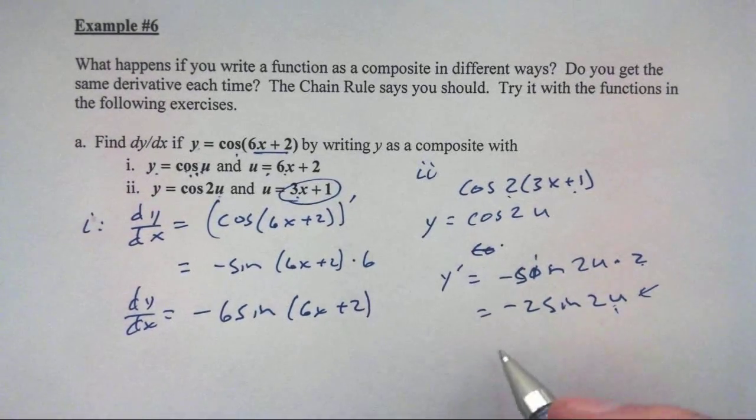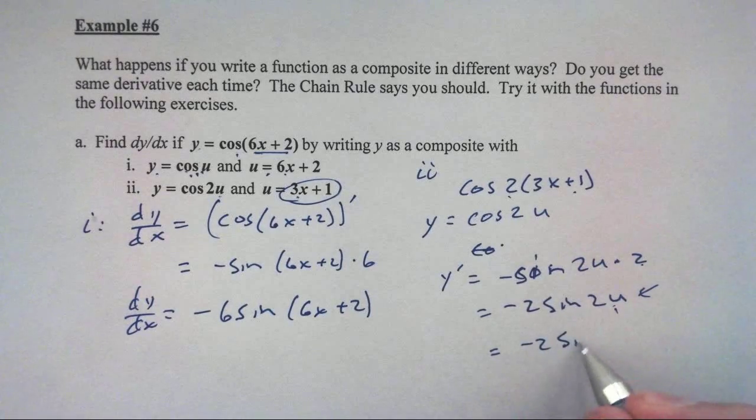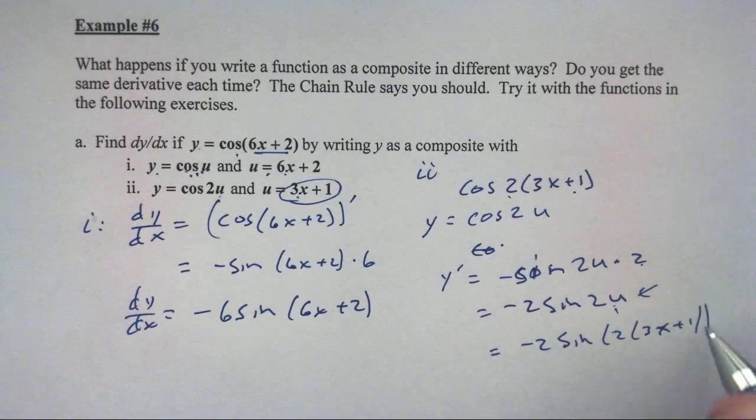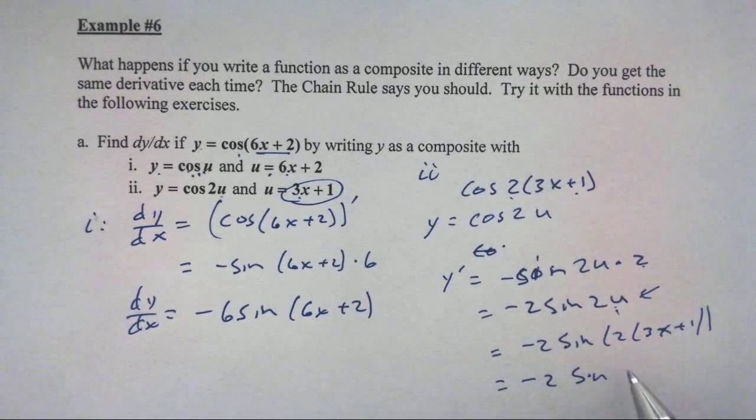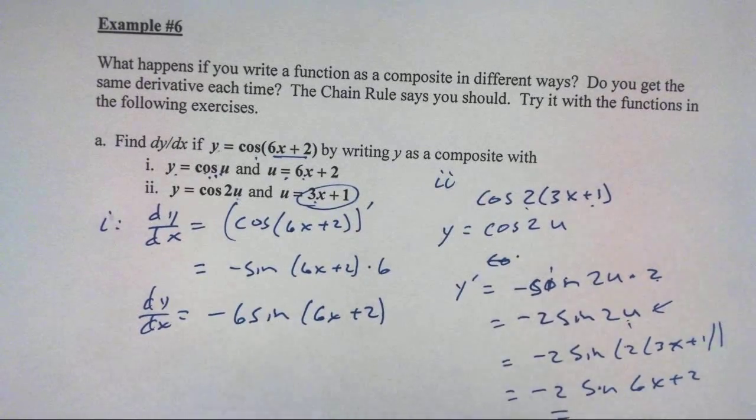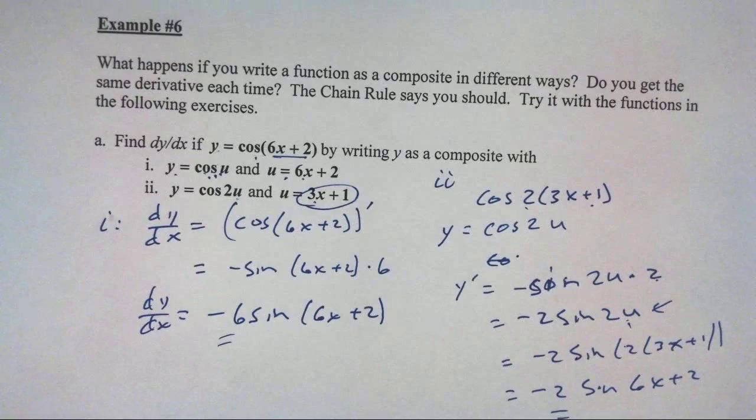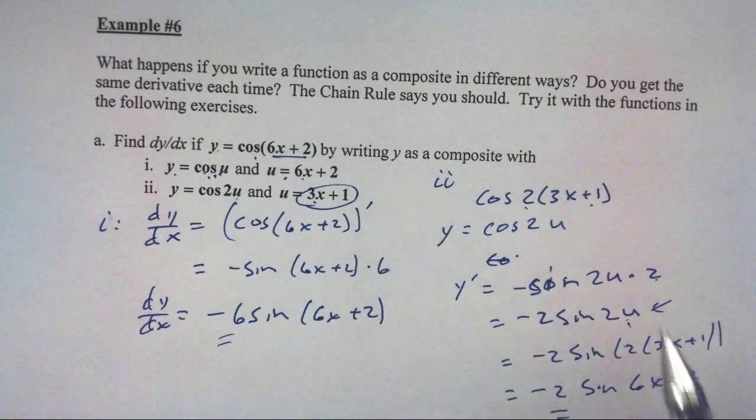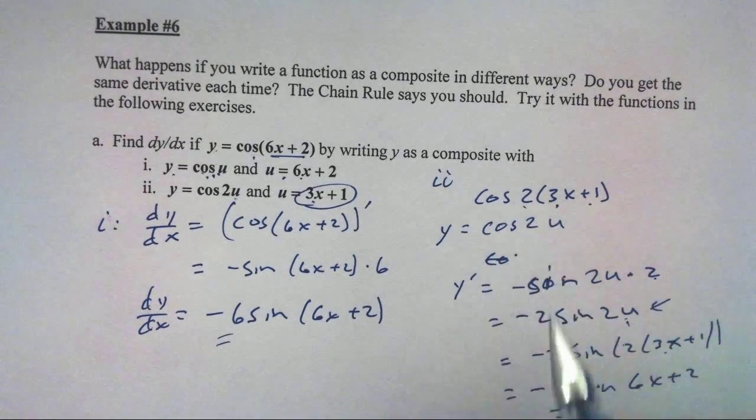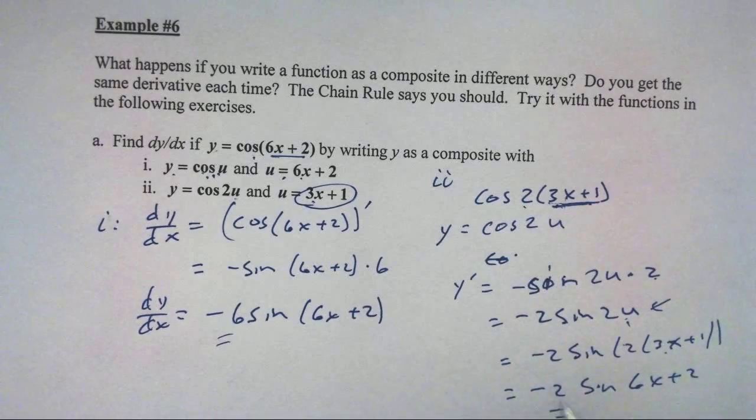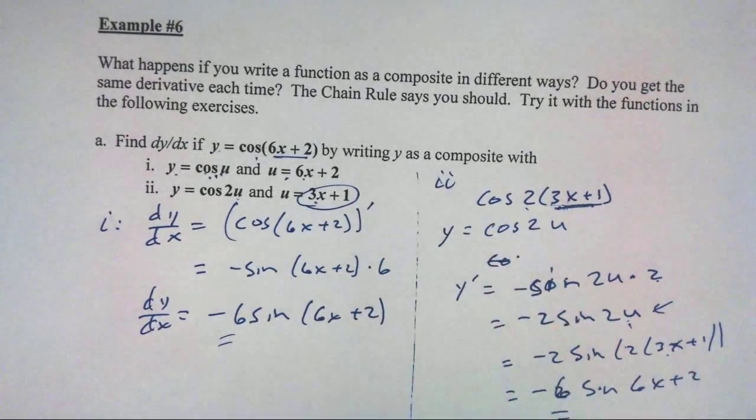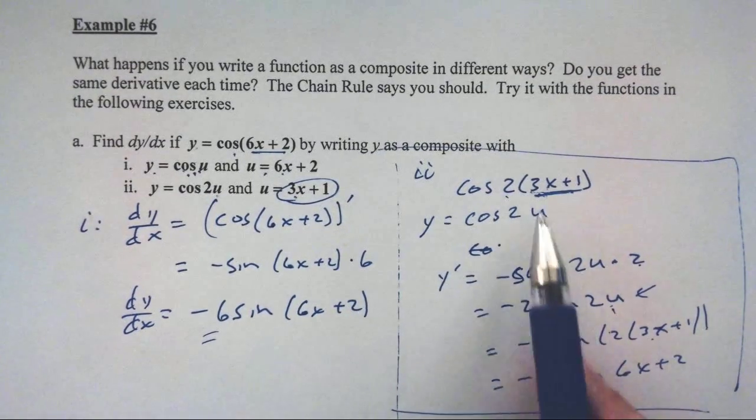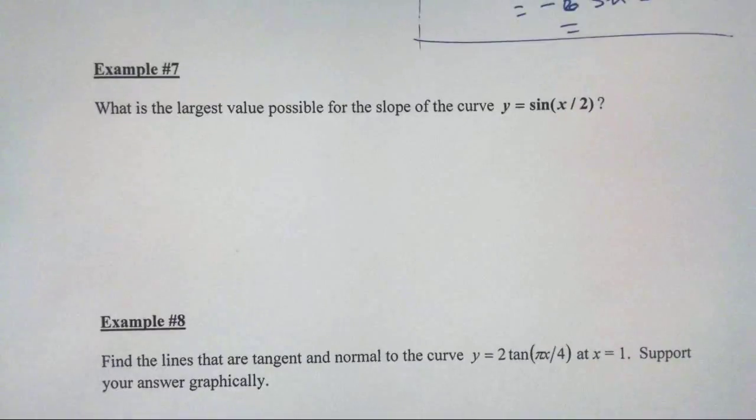If I put 3x plus 1 in here, I get negative 2 times sine of 2 times 3x plus 1, and I get negative 2 sine of 6x plus 2. And why didn't I match here? Cosine 2u. Oh, I still need the derivative of 3x times 3, and there's our negative 6. I need to come back and clean that one up, and I will take care of that in class. But I could approach that another way, but I want to get this video out tonight.